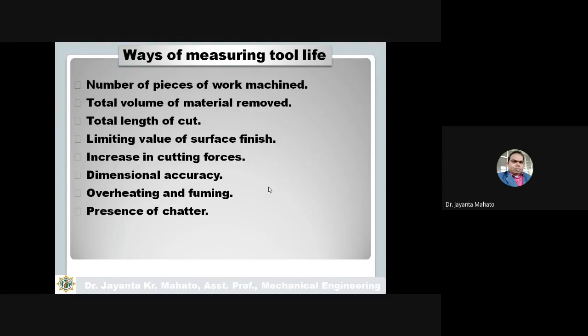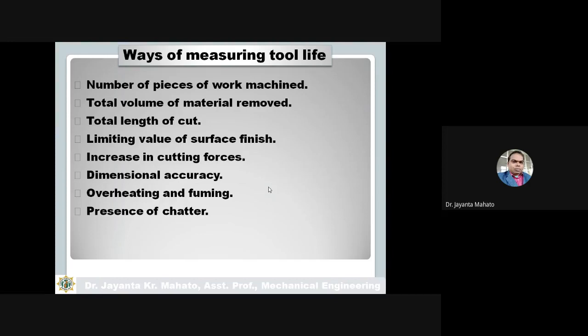Okay, overheating and fuming means if during the machining operation overheating occurs, more heat will be generated, and sometimes the heat generated is so much that fuming will come out. Fume will come out from the surface. So at that time you can tell that the tool has exceeded its life.